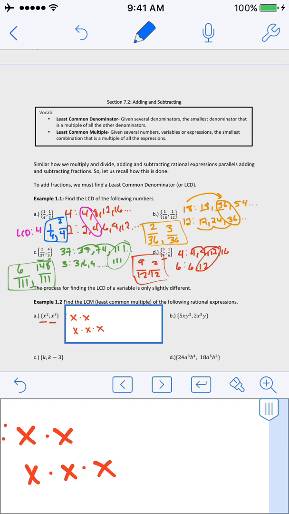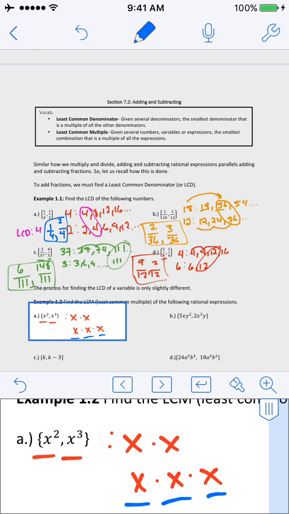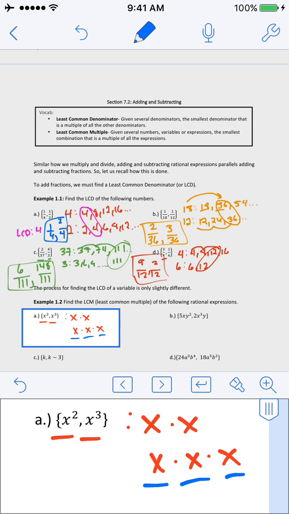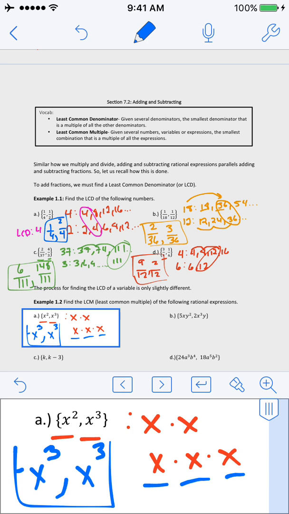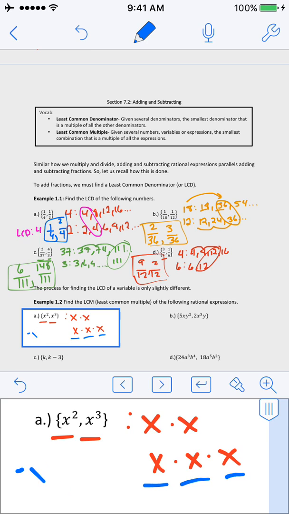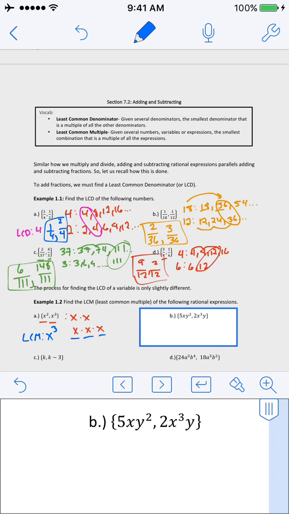Therefore, my least common multiple would have to be x cubed. So I'm going to have at minimum 3 x's in both of these guys. So I'm going to have to multiply the second guy by 1 to get x cubed, and I don't need to multiply anything to the first guy. In other words, my least common multiple would be x cubed. Okay, same thing over here.